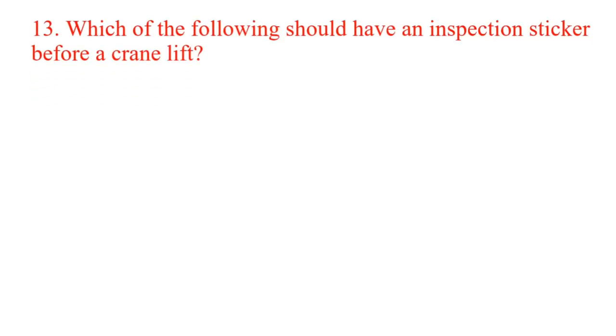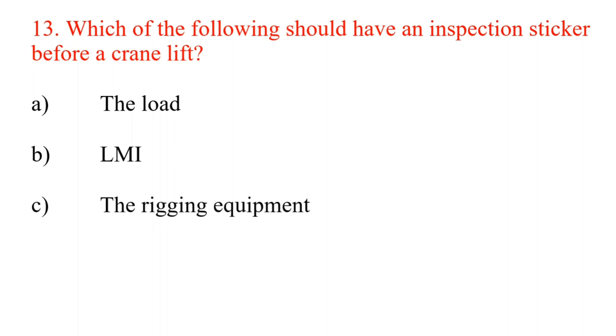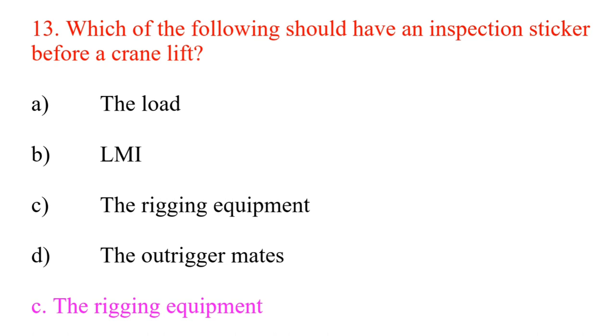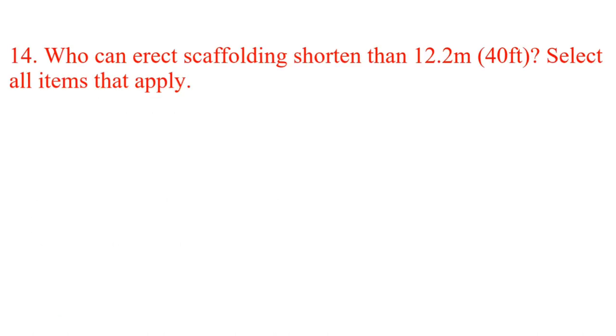Question 13. Which of the following should have an inspection sticker before a crane lift? A. The load. B. LMI. C. The rigging equipment. D. The outrigger mats. Answer. C. The rigging equipment.